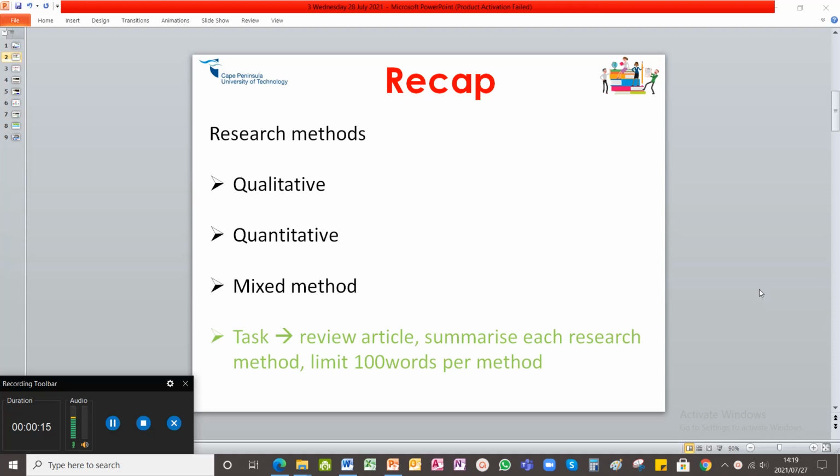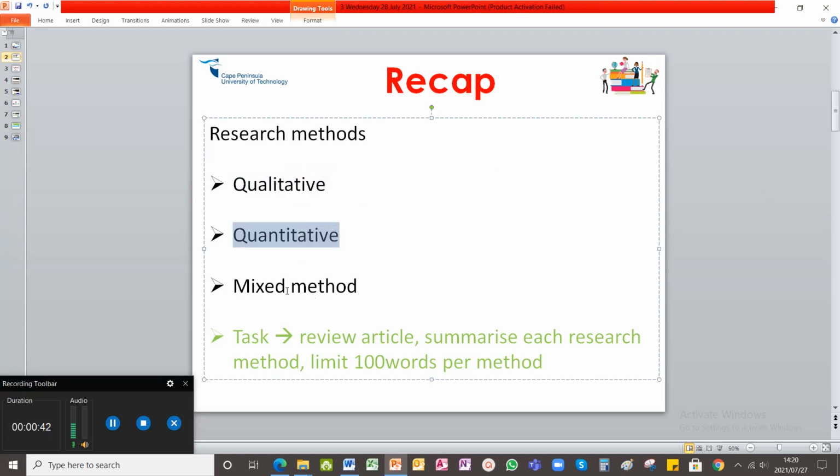Okay, let's do a quick recap of last week's lesson and areas that you had to do some learning on. We looked at the different research methods that one can use when investigating a topic of research. The three that we mentioned were a qualitative research method, a quantitative, and then a mixture of the two known as mixed methods. And the task you had to do for last week was to review the article that was sent to you, read it, and summarize each method.